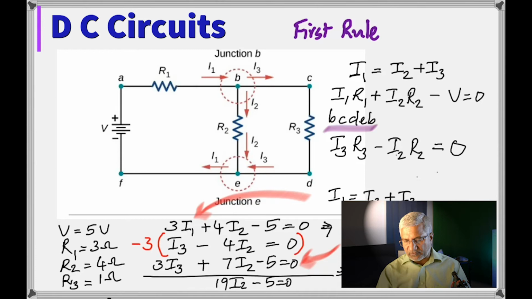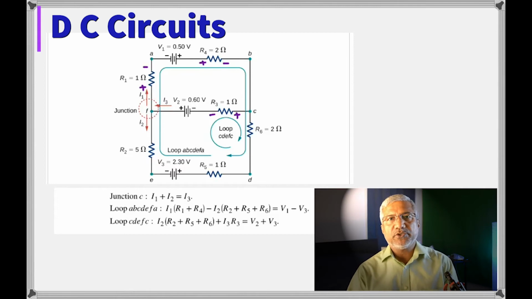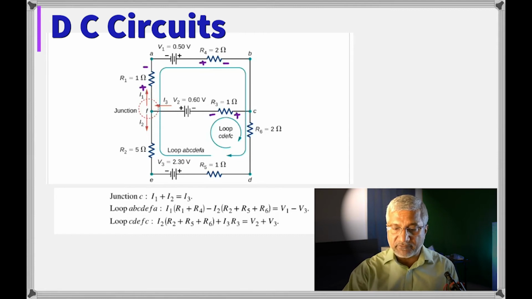Once you get the value of I2, you can substitute it into one of the equations and solve for I1. So here is another circuit where I'm trying to demonstrate how to use Kirchhoff's rules. In this circuit, you have several sources: V1, V2, and V3. You have several sources, and you have 6 resistors. And you need to find the current through each one.